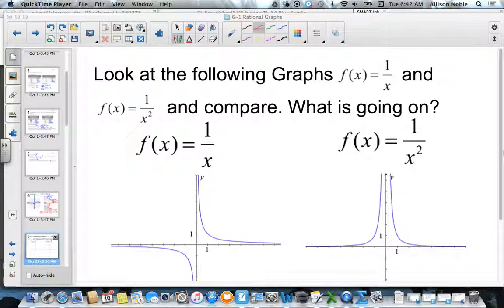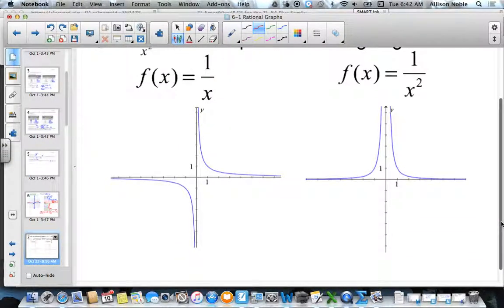Okay, hopefully you noticed that the y values in 1 over x squared are actually all positive. This 1 over x squared graph never goes below the x-axis, making all of the y values positive, which hopefully makes sense to you because as you plug in values for x in 1 over x squared, squaring anything is going to give you a positive value.